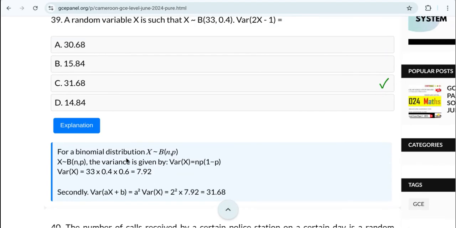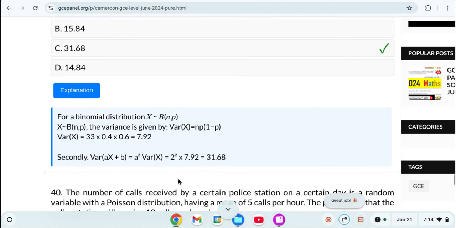That's the variance. And according to the properties of variance, var(ax plus b) is the same as a squared var(x). So we're going to have 2 squared, in this case, times the variance that we have. Since you have 2x minus 1, we consider just this 2, square it, and multiply by the variance 7.92. So our key here is C.